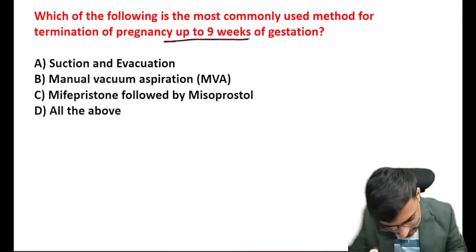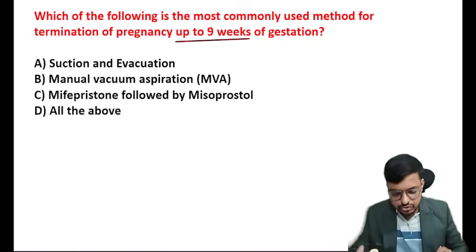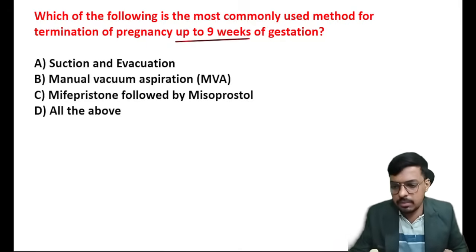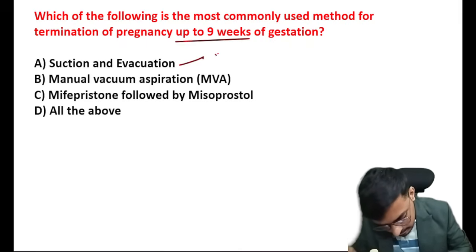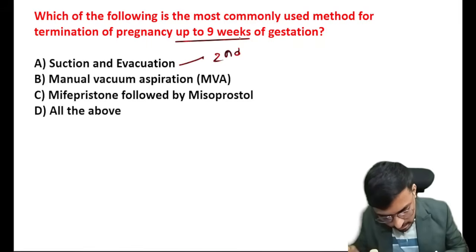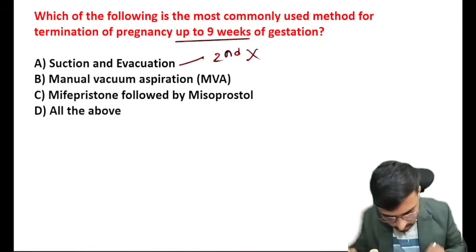Up to 9 weeks of the gestation, which one is the most commonly used method of termination of the pregnancy? Option A, suction and evacuation. Suction and evacuation will be done in the second trimester. So 9 weeks means it is first trimester. I am eliminating option A.